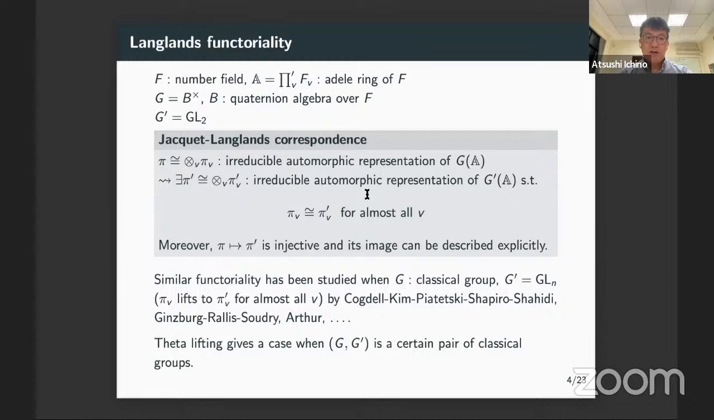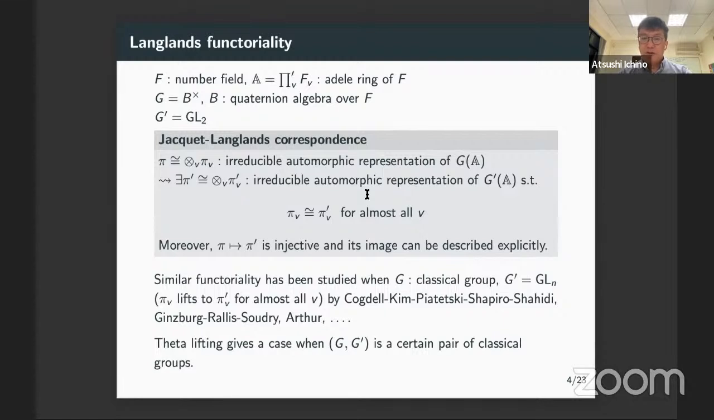the general functoriality, but I don't discuss the general case in my talk. But I'd like to focus on the following example, where G is a classical group and G prime is GL_N. And in this case, G and G prime are no longer isomorphic even for almost all v, but there is a notion of the lifting of local representations sending pi_v to pi_v prime. And this can be described quite easily for unramified representations in terms of Satake isomorphism.